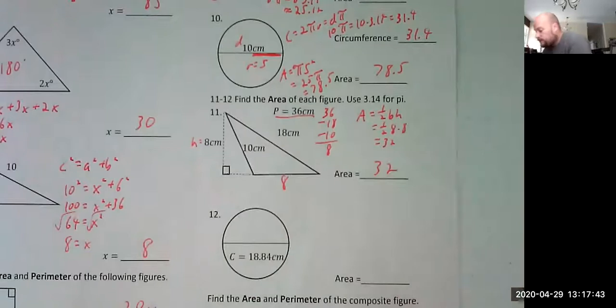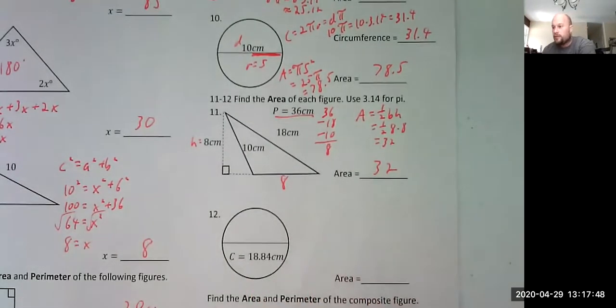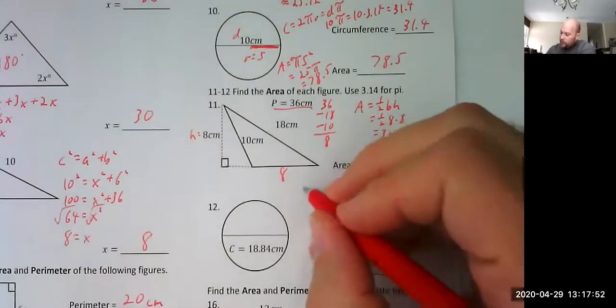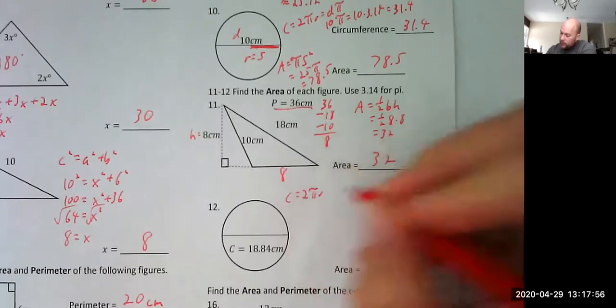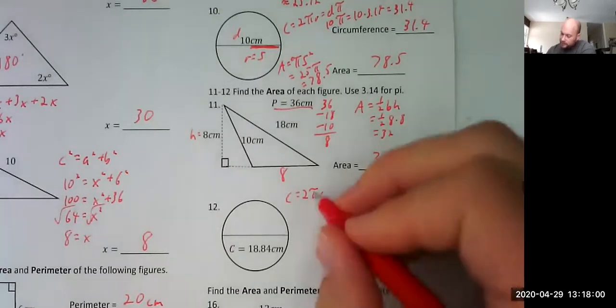That's our answer for that one. On number 12, they gave us circumference, they want area, so we'd have to use both formulas in order to find the area on this. So we have the circumference formula first, since that's what they're giving us, 2 pi r. Then we're going to use our area formula, pi r squared.